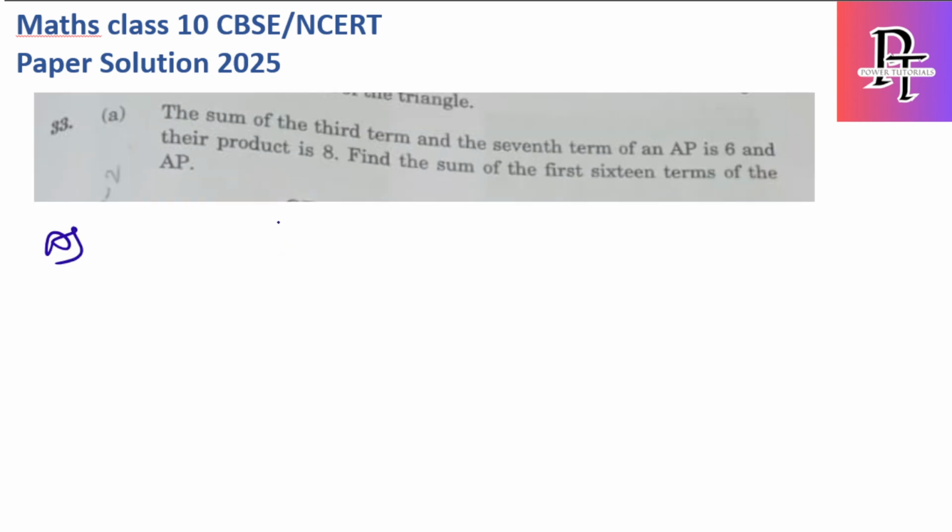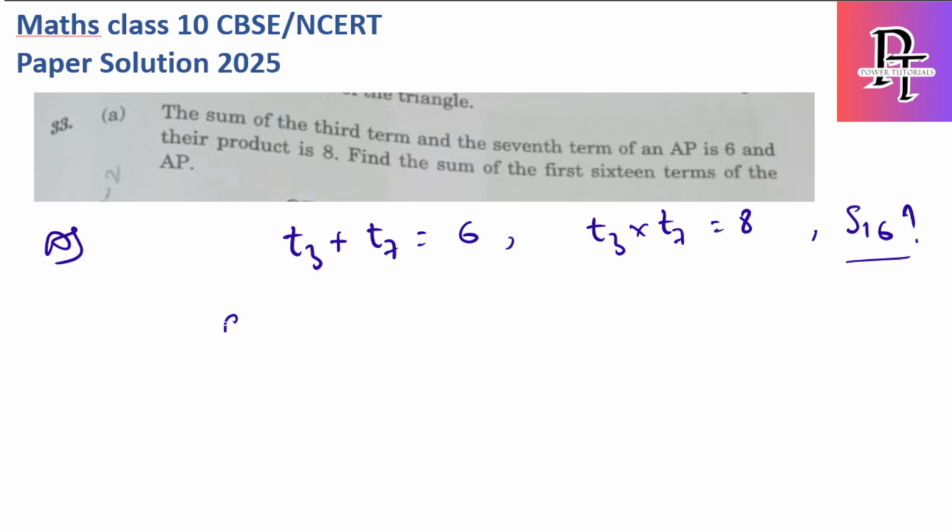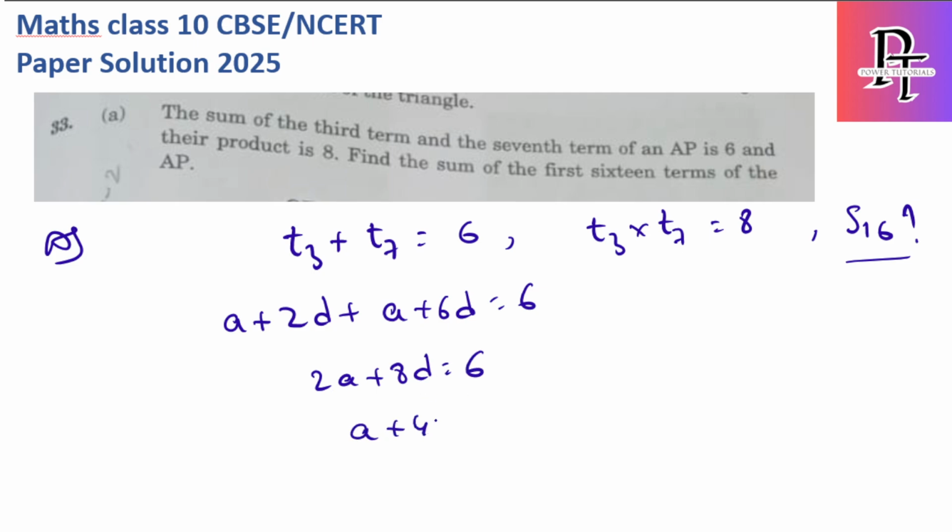The sum of the third term and seventh term, T3 and T7, is 6 and the product is 8. That is, T3 into T7 is equal to 8, and they are asking for the sum of the first 16 terms, S16. Now solve it. T3 is a plus 2d, T7 is a plus 6d, and the sum is 6. So 2a plus 8d is equal to 6. Let's divide by 2. It becomes a plus 4d is equal to 3, or a is 3 minus 4d.